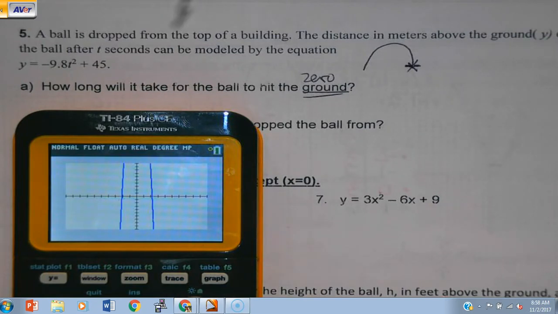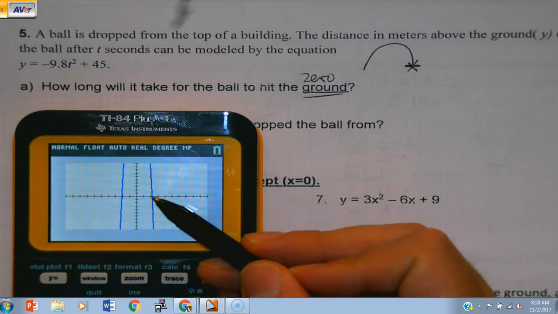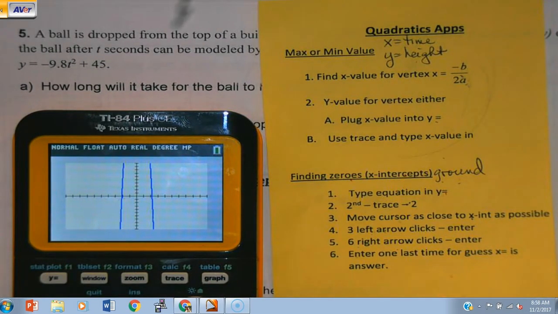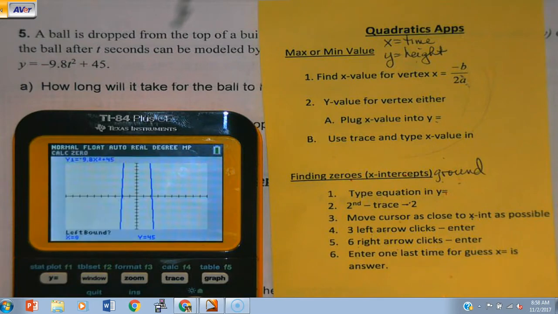So here's what I'm looking for. Here's where we started, up here. Here's where I'm at. This is what I want to know. When's it hitting the ground? Right here. I have help. Second trace. Try it again. Second trace. There we go. Number 2 is 0. Now I don't see my cursor.